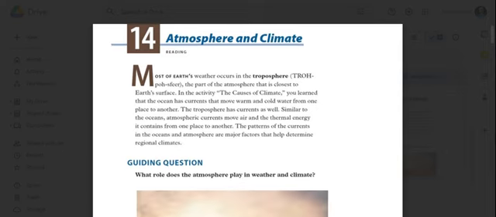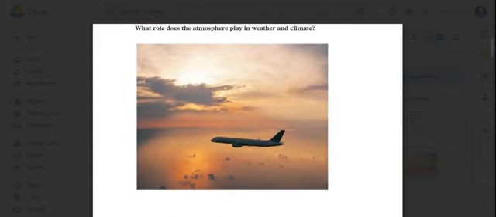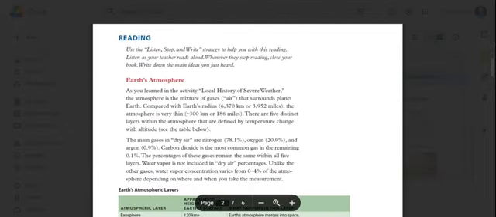Guiding question: what role does the atmosphere play in weather and climate? Earth's atmosphere. As you learned in the activity Local History of Severe Weather, the atmosphere is the mixture of gases or air that surrounds planet Earth. Compared with Earth's radius, 3,952 miles, the atmosphere is very thin, about 186 miles.